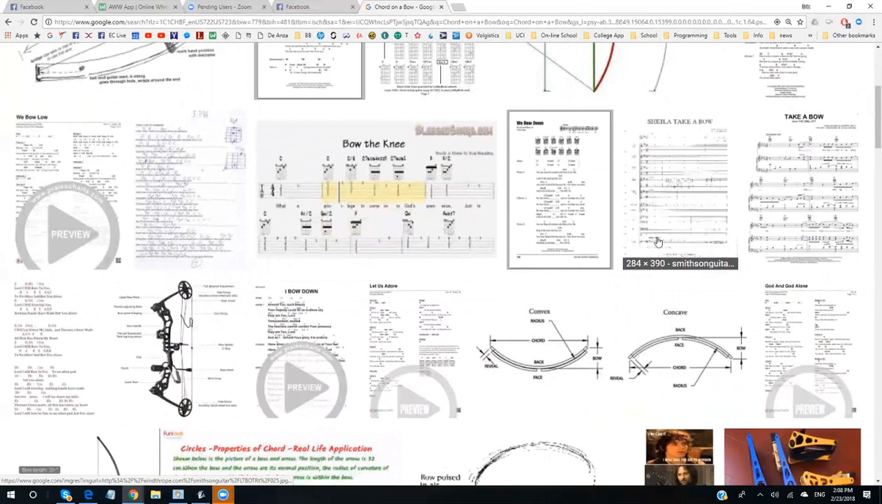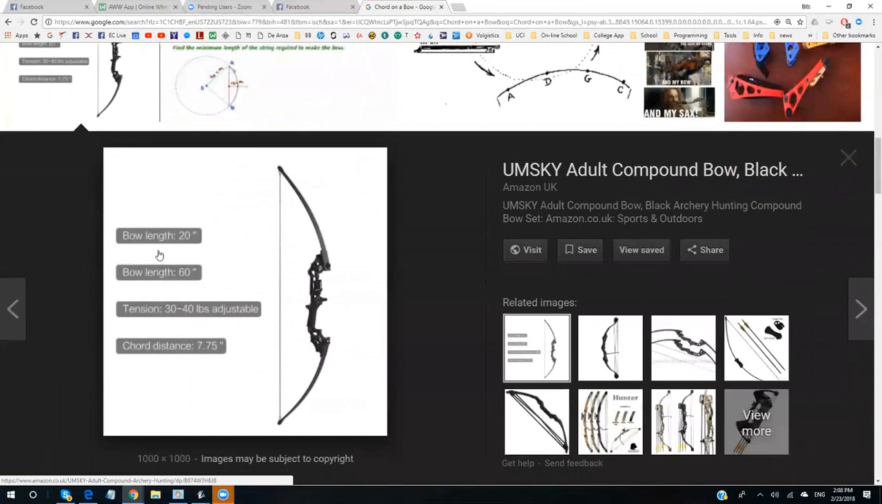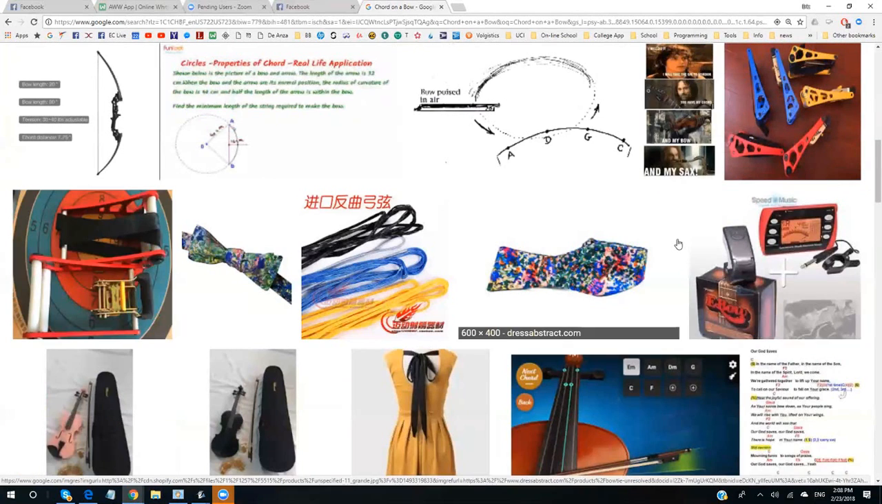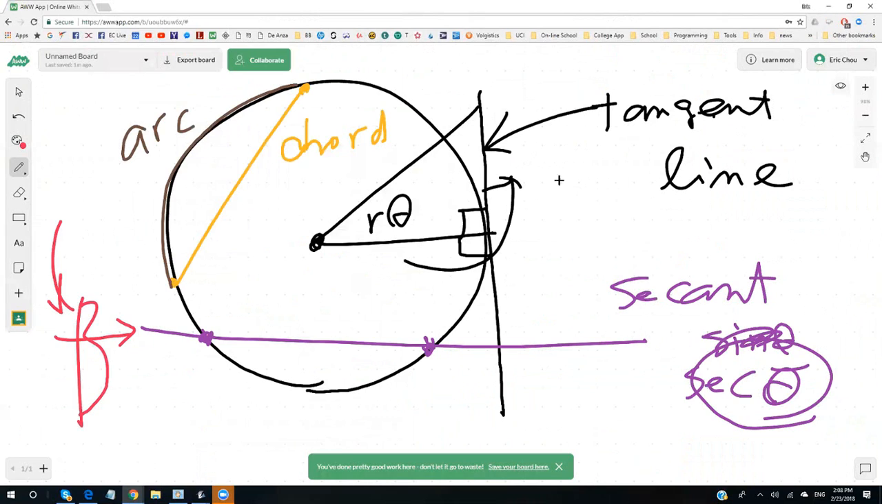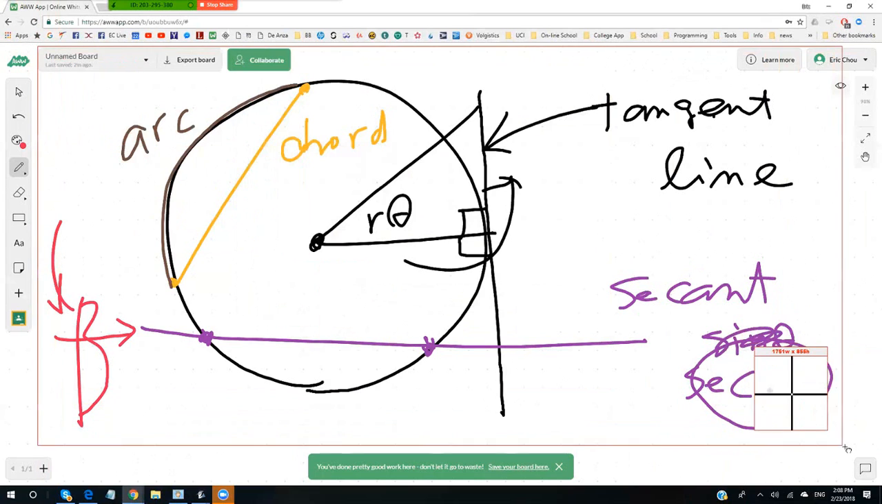So the chord is like, here you have a ball. The ball length, all the distance from here to here, it's called chord. Okay. Got it? Let's go: chord, tangent line, secant line. That's the names you need to know about a circle.